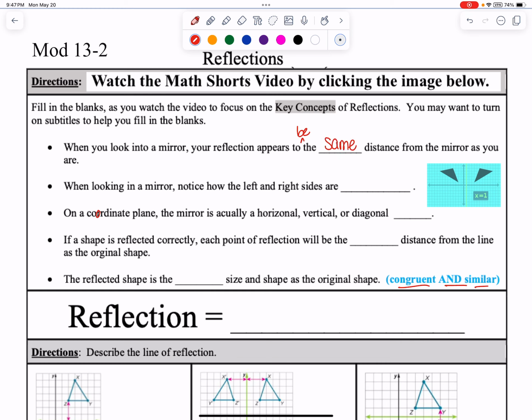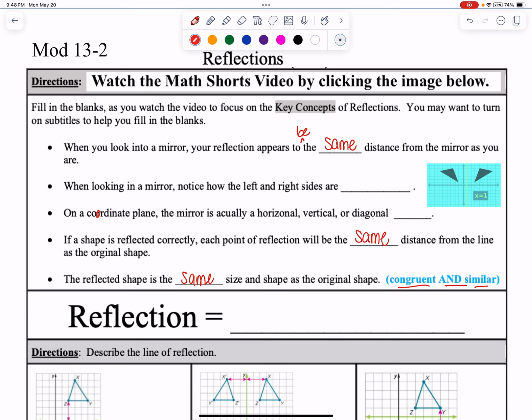Next one, when looking into a mirror, notice how the left and right sides are and blank. We might have to wait and see what that one is. Okay. And then on a coordinate plane, the mirror is actually a horizontal, vertical, or diagonal blank. Let's wait on that one too. If a shape is reflected correctly, each point of reflection will be the blank distance from the line as the original shape. Pretty sure we can commit to the word same on that one again. And the reflected shape is the blank size and shape. Same size and shape. It is congruent and similar.